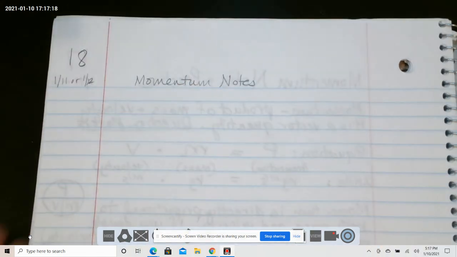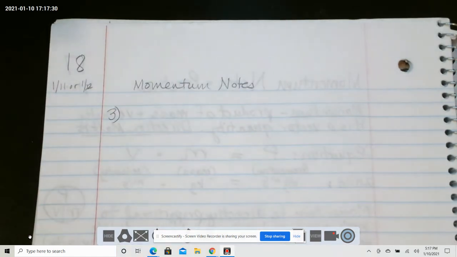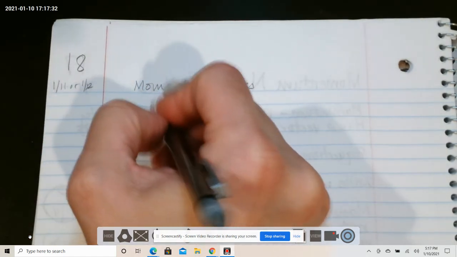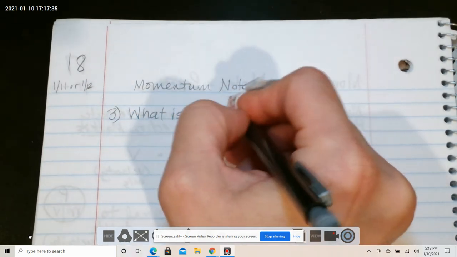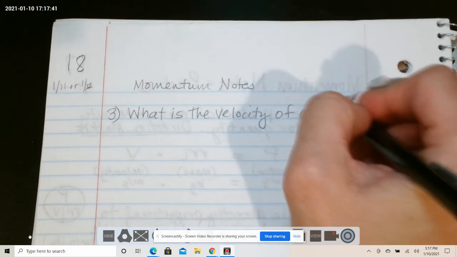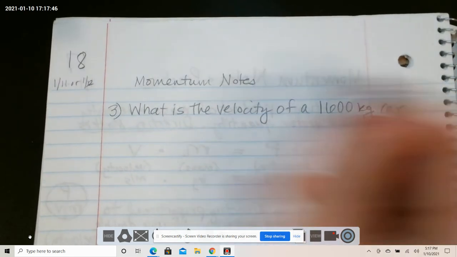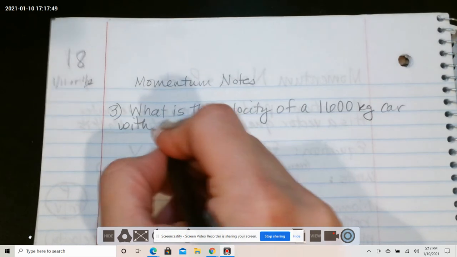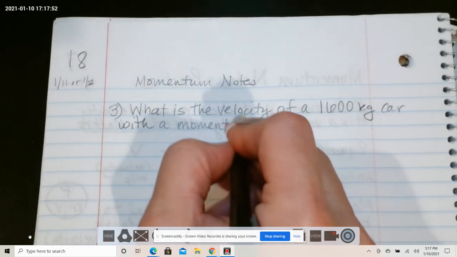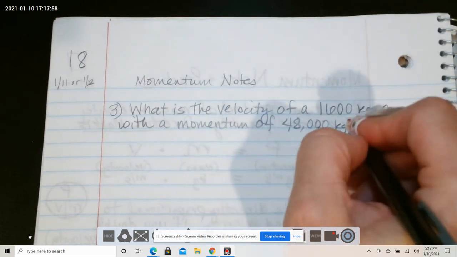All right, so we're still doing momentum notes. So I'll write that as the title so I remember when I'm looking at it what it is. So we already looked for momentum. We already looked for mass. How about we look for some velocity? So the last one we're going to do is, what is the velocity of a 1,600 kilogram car with a momentum of 48,000 kilograms meters per second.